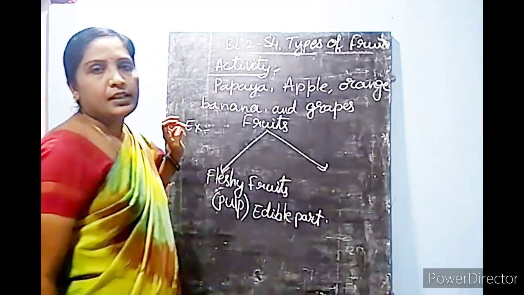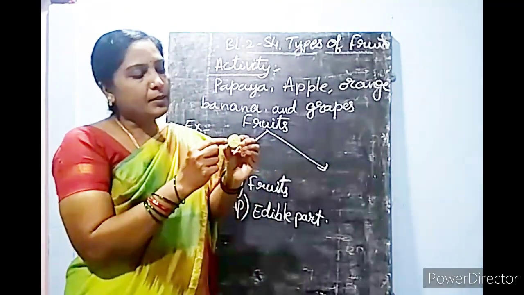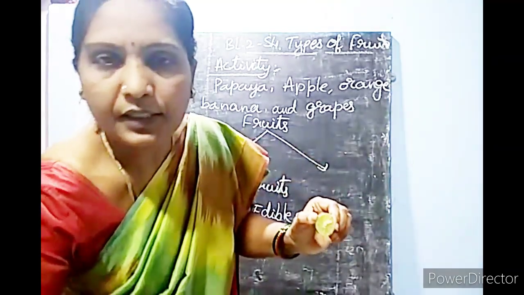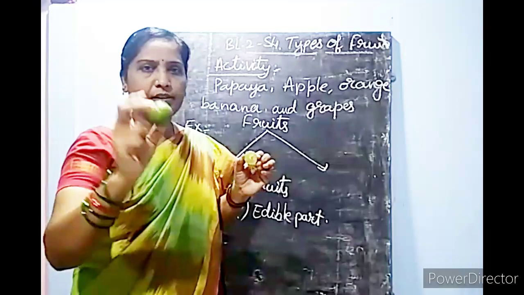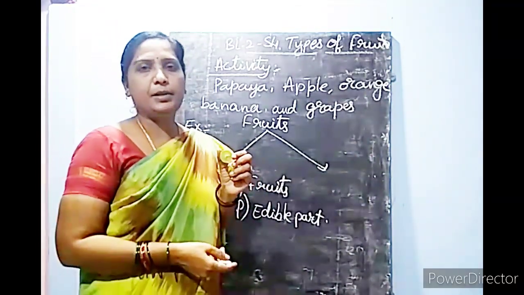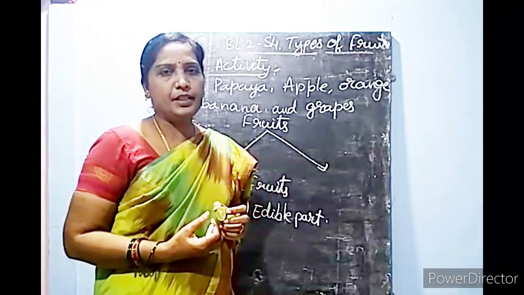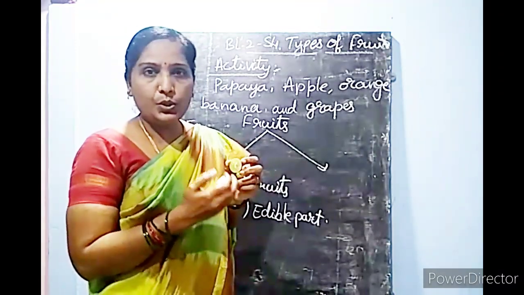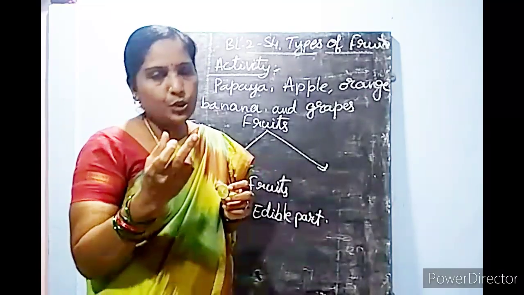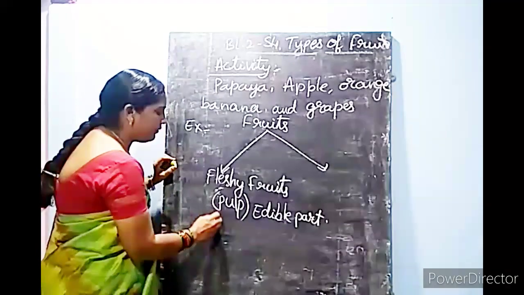And some more fruits will have some juice present inside the pulp. Which fruit is this? This is lemon. So inside the lemon, as we discussed just now, we had seen in papaya how the pulp is present, how in apple pulp is present. Same way the lemon is also having pulp inside, but this pulp is containing juice. So these fruits are also known as juicy fruits.